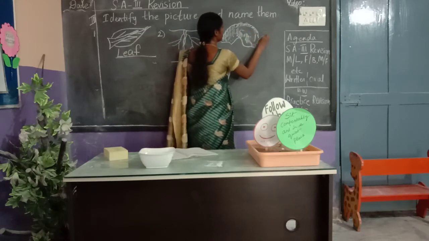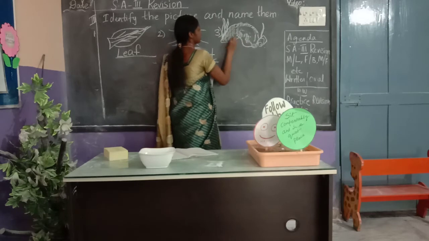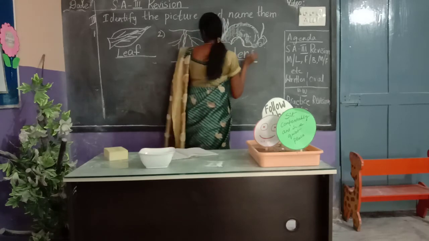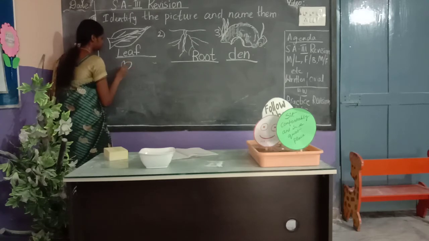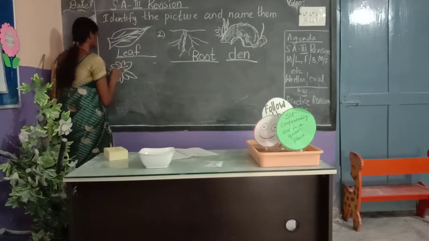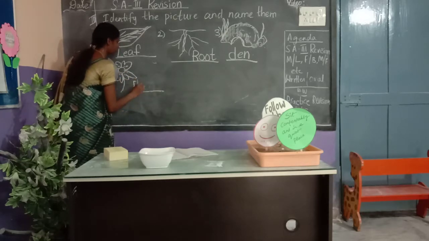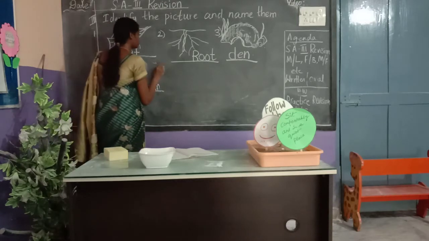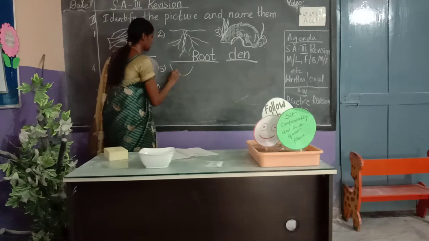Third one. Some stones will be here, big stones. Some trees will be here. What is this? Can you tell me? Yes, it's a den. D-E-N, den. Very good. Next one. Fourth one is, what is this? This is a flower. F-L-O-W-E-R, flower.